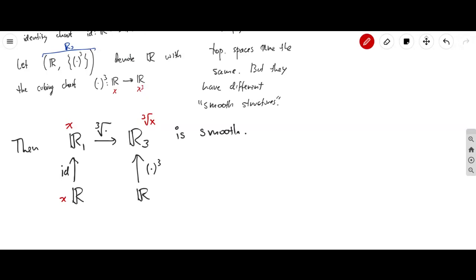So I guess that is not going to work. Maybe I should have done it a little bit differently. So let me do it like this. Let's say this is R3, and this is R1. So X gets sent to X cubed. Then the cube root map from R3 to R1 will then send it back to X. This was the cubing map.